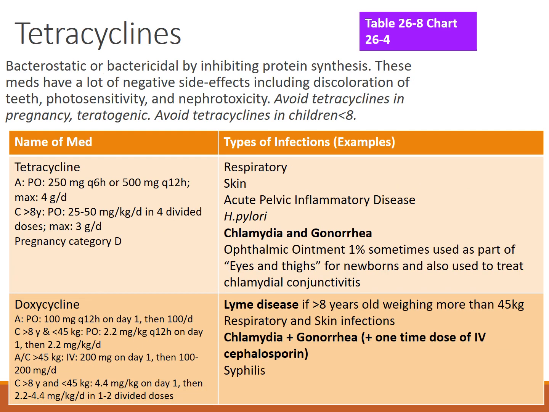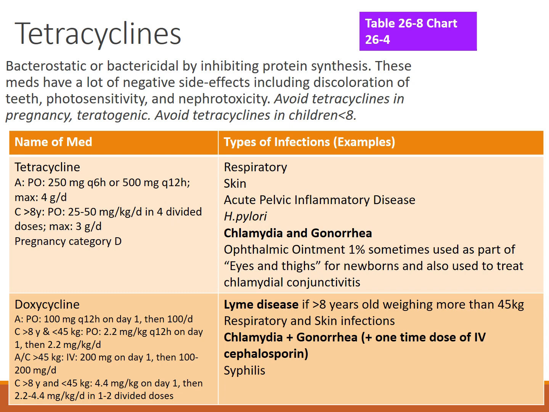All right. So tetracyclines. These are bacteriostatic or bactericidal, and again, they also inhibit protein synthesis. We try to avoid tetracyclines in little kids because it can cause severe discoloration of their teeth, including their adult teeth. Photosensitivity, meaning light sensitivity, and nephrotoxicity, so kidney impairment. So we want to avoid tetracyclines in pregnancy because it is teratogenic, and avoid it in children less than 8 for that severe teeth problems.